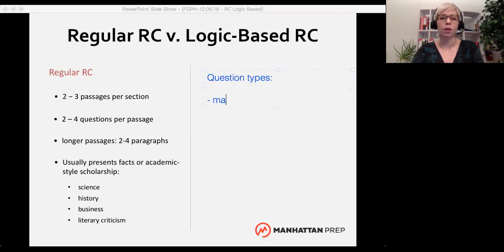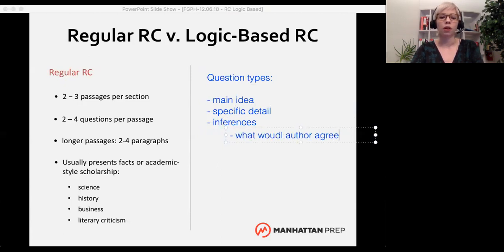Yeah, the main point, main idea. You'll also get some specific detail questions, like according to the passage, which of the following is true about turtles, or whatever the passage was about. And then you might be asked to make inferences. There might be some other ones here and there, like what a word means in context or author's tone. Someone is saying, what would the author most likely agree with? That's kind of a subset of inferences. What would the author agree with?